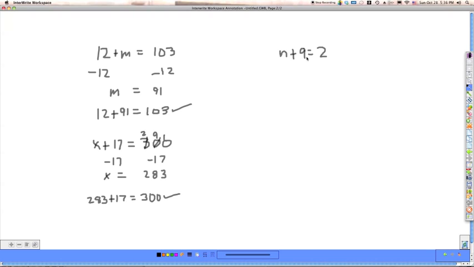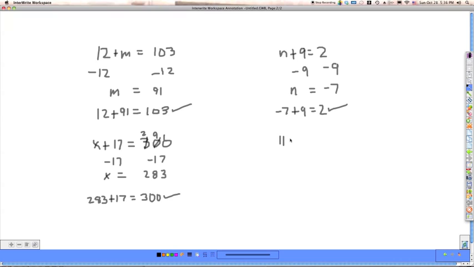N and 9 together make this amount. I want to take 9 away to leave just n. If I do it on the other side, take 9 away from this amount, 2 minus 9 equals negative 7. And again with the check, yep, I did my arithmetic correctly.